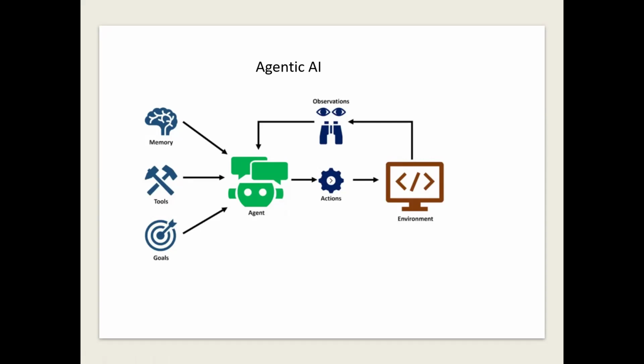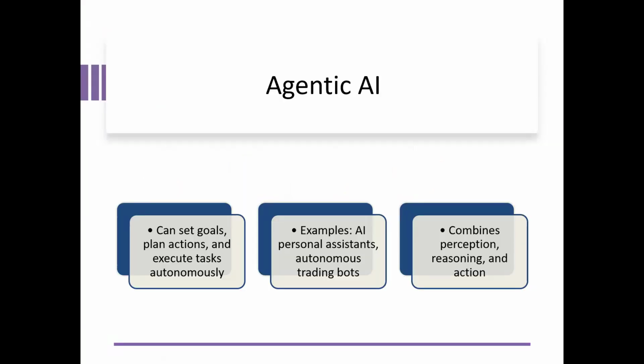That's how it looks into the response, and thereafter there is a feedback loop, and the agent feeds the observations back into memory and then adjusts its strategy. That's how it learns from the feedback and observations and keeps itself always up to date. Going back here, agentic AI can set goals, plan actions, and execute tasks autonomously. Examples: AI personal assistants, autonomous trading bots. It combines perception, reasoning, and actions.